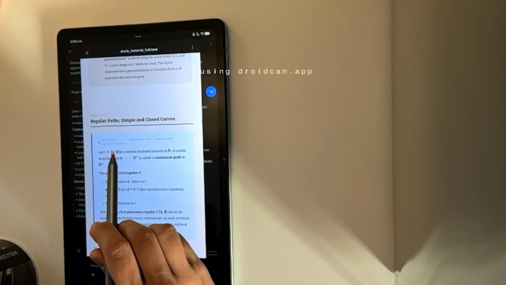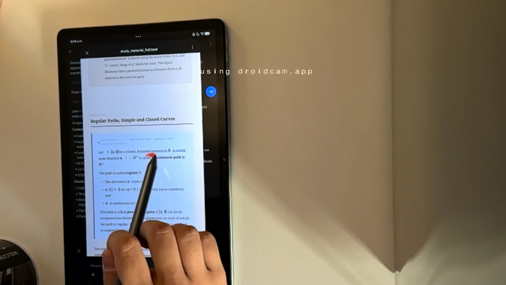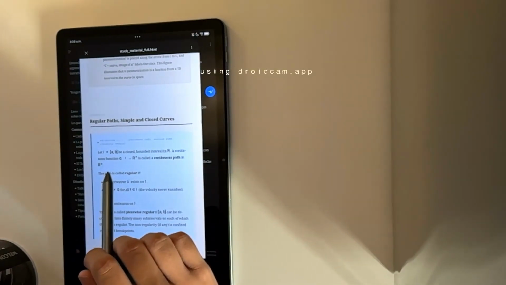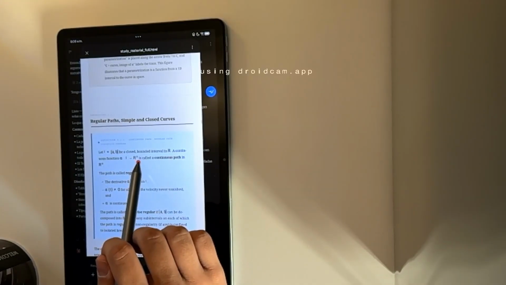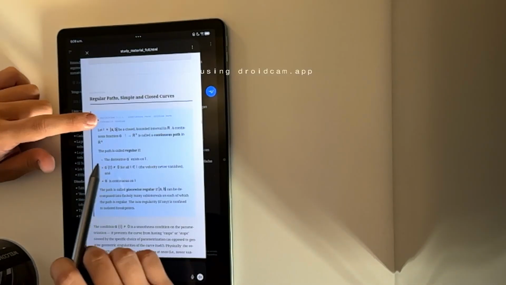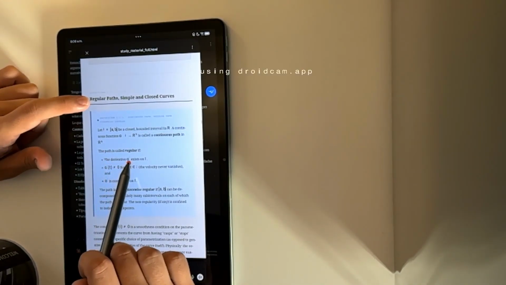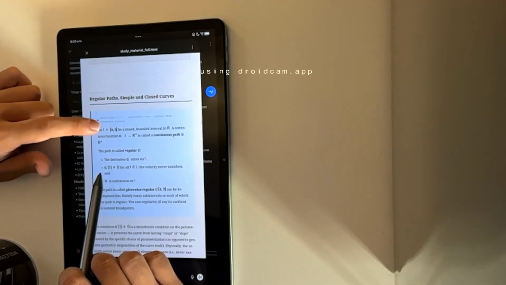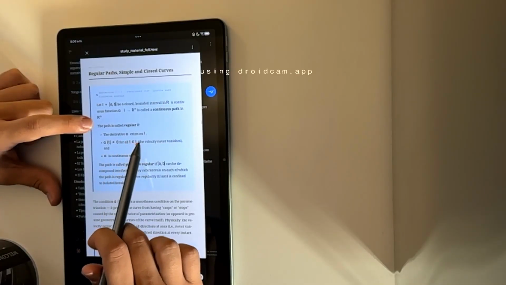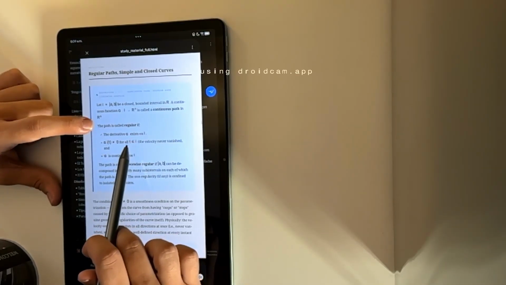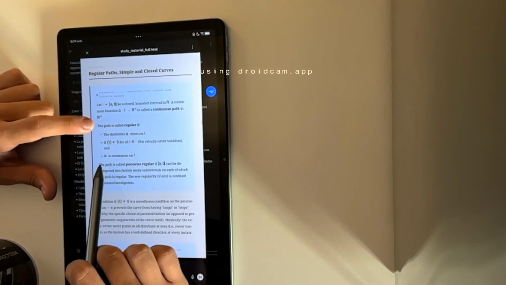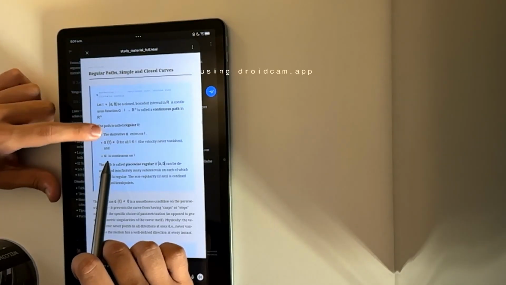Let I equals [a, b] be a closed bounded interval in R. A continuous function alpha from I to Rn is called a continuous path in Rn. The path is called regular if the derivative alpha prime exists on I, alpha prime of t is different from 0 for all t in I, and alpha prime is continuous on I. This means the velocity never vanishes.